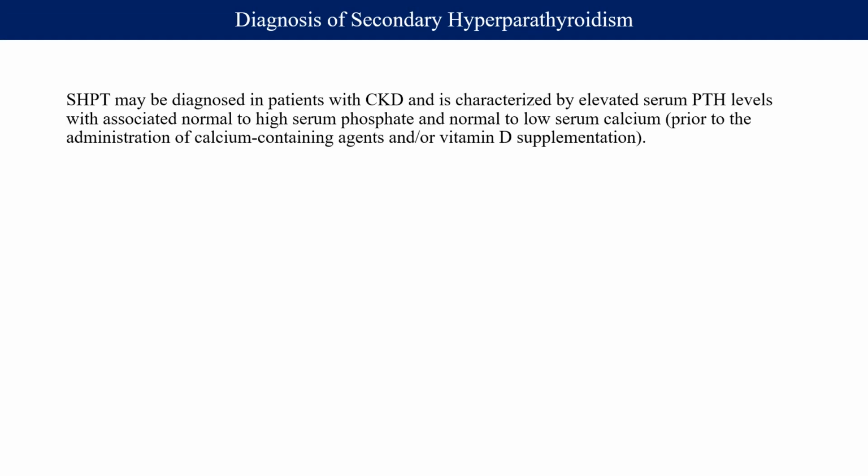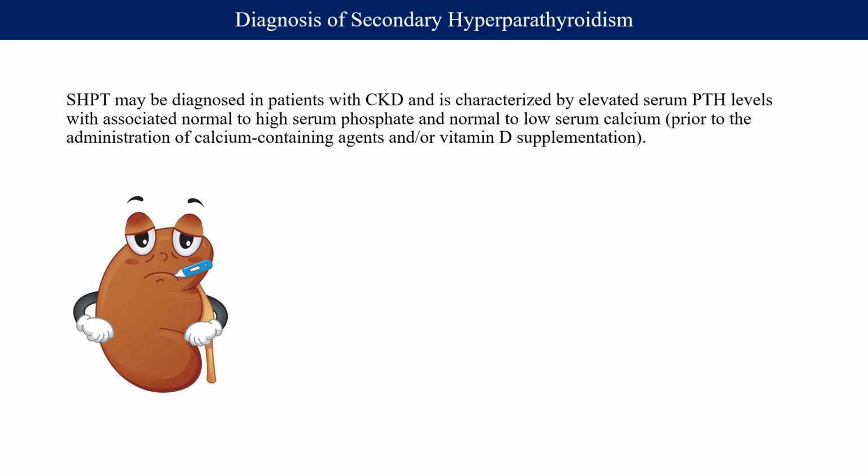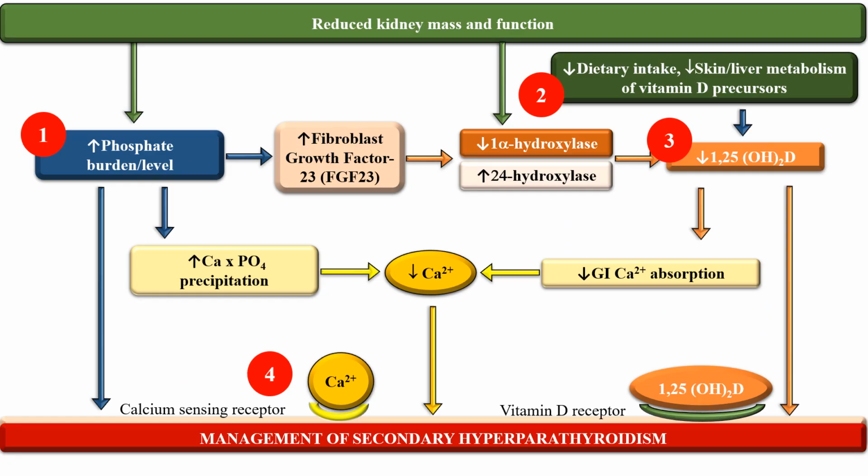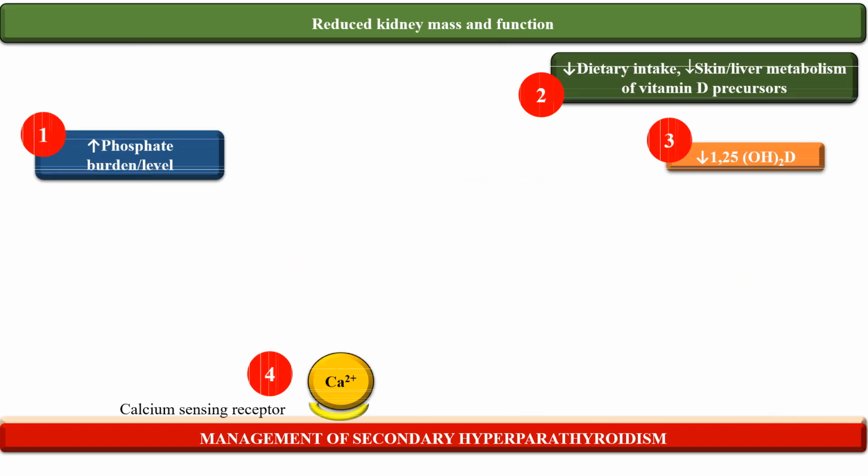Secondary hyperparathyroidism may be diagnosed in patients with CKD and is characterized by elevated serum PTH levels with associated normal to high serum phosphate and normal to low serum calcium. The pathogenesis of secondary hyperparathyroidism is complex, but we can tease out 4 major stimuli and accordingly treat the condition.